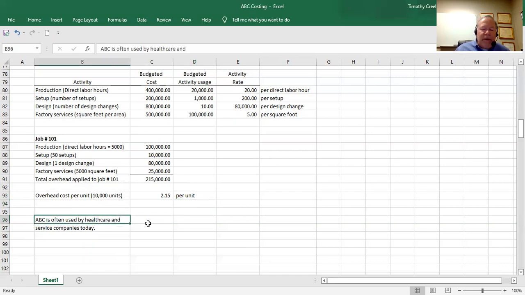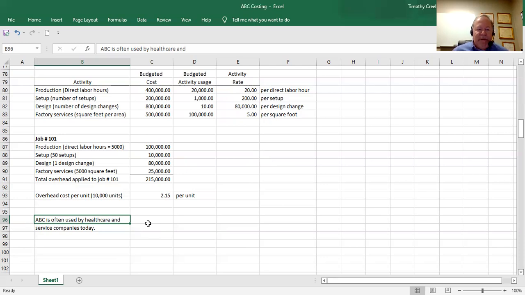Now, one thing I did want to mention real quickly, also about ABC, is that the example we looked at here is mainly related to manufacturing. And the example we looked at with a plant-wide departmental rate was mainly related to manufacturing a product. But in the real world, ABC is often used by healthcare and service companies. And basically any company that has a lot of overhead could adapt ABC as a way to better allocate the overhead to what they do.